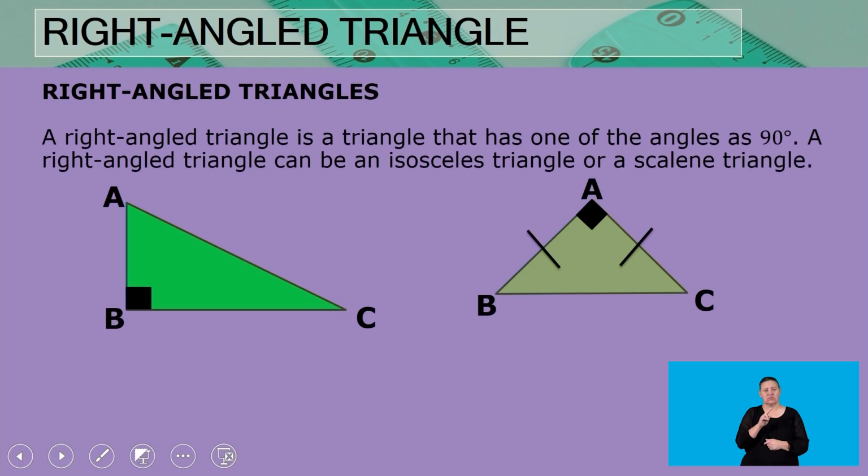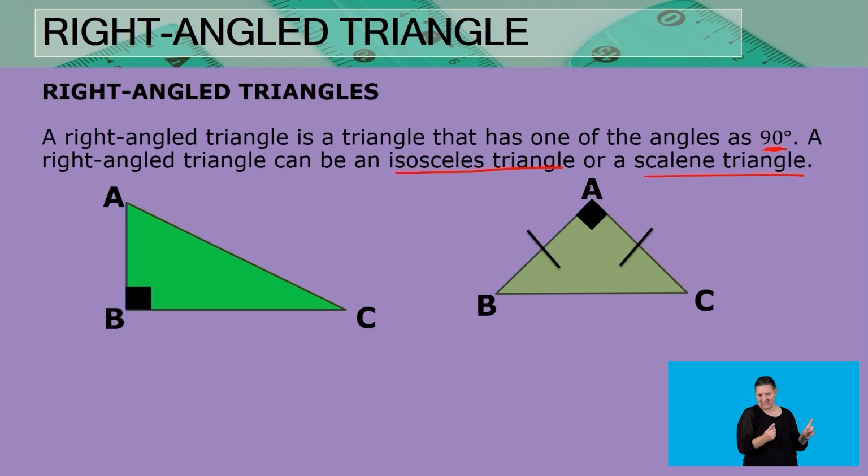Let's look at right-angled triangles. A right-angled triangle is a triangle that has one of its angles as 90 degrees. A right-angled triangle can be an isosceles triangle, or it can be a scalene triangle. Do you remember what an isosceles triangle is? It is a triangle that has two of its sides equal.